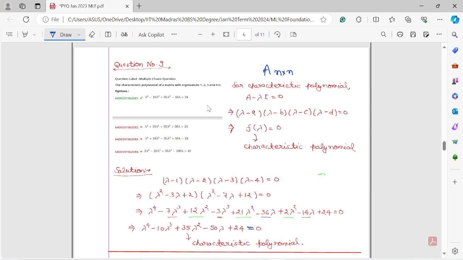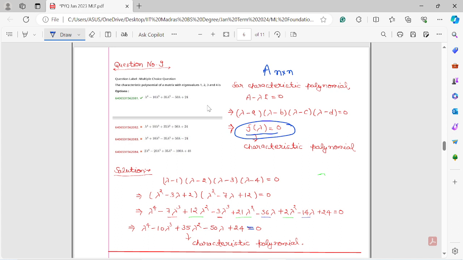and since there are 4 eigenvalues, we have written a, b, c and d. Assume we have 4 eigenvalues, and this is a function of lambda. Since this is a function of lambda, it is said to be the characteristic polynomial, and this whole equation is said to be the characteristic equation.